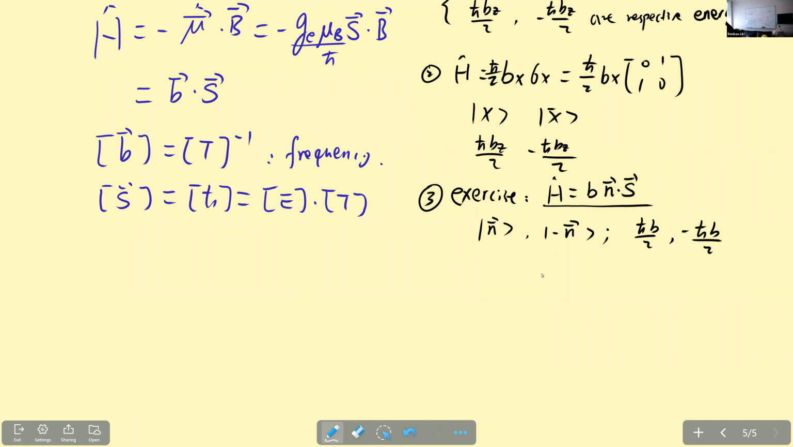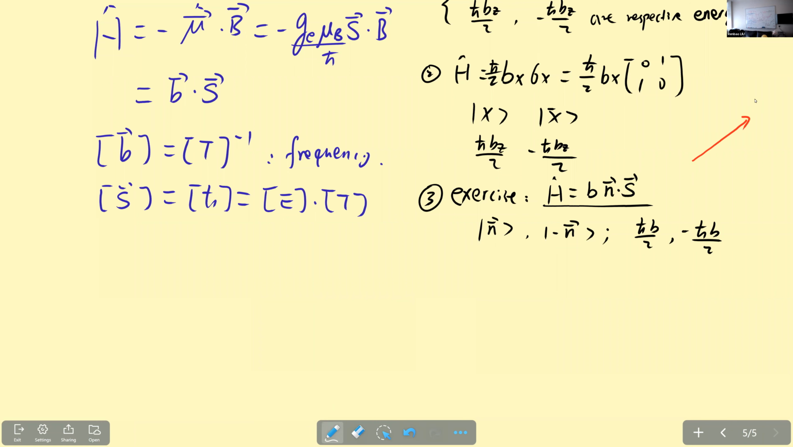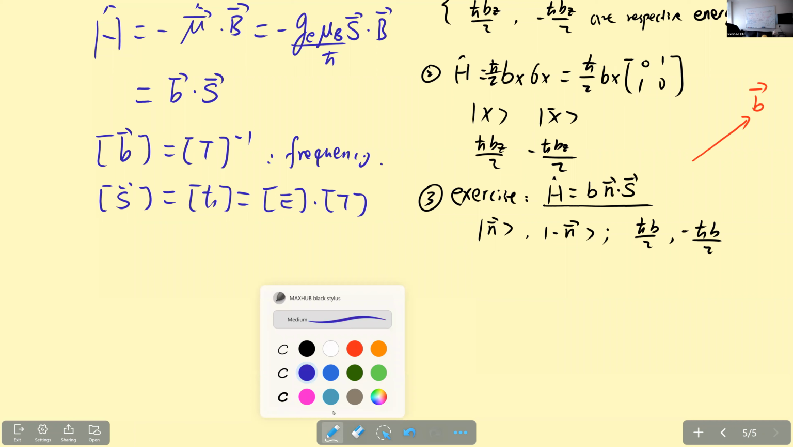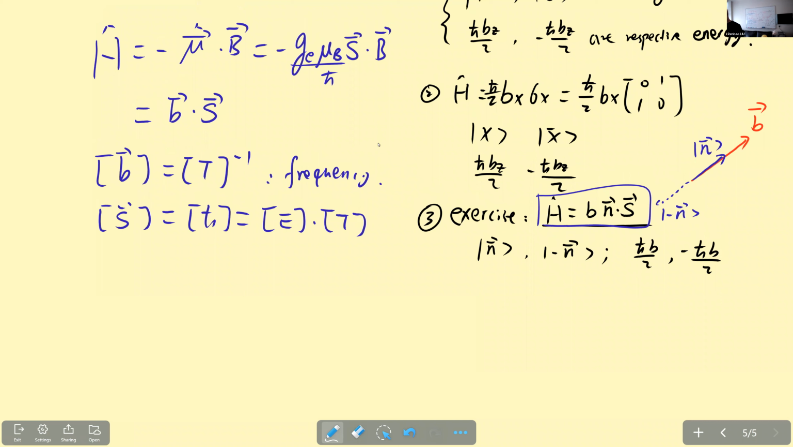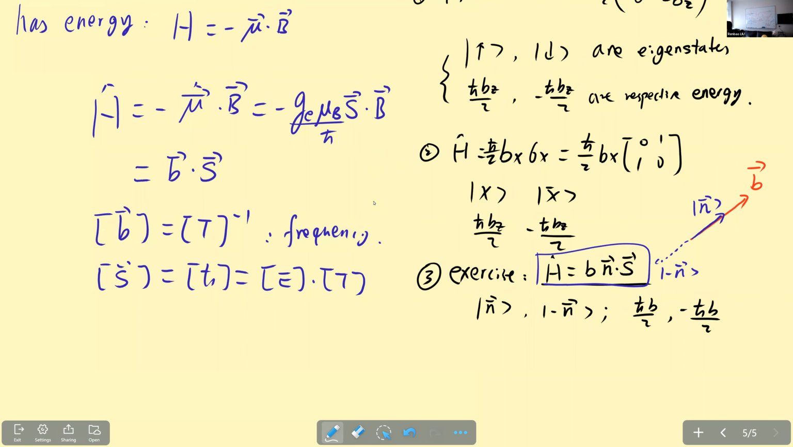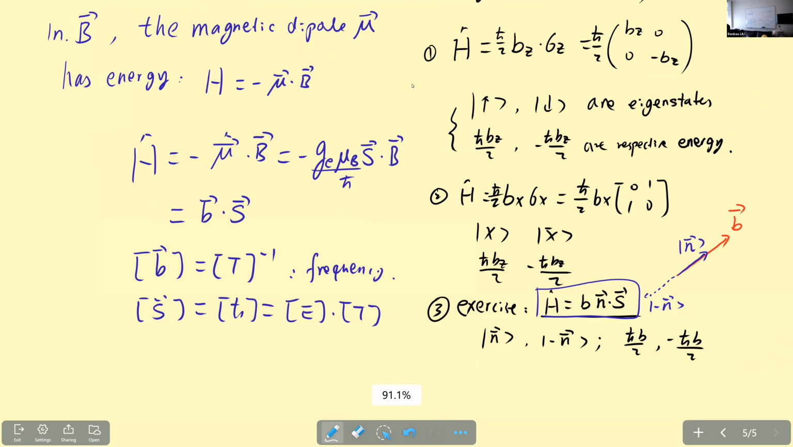Okay, so that means if you have the magnetic field in this direction, this is B. Okay, and then on the Bloch vector, this is the state m, okay? And this one is the state minus m, okay? So they are the two eigenstates of this Hamiltonian, with two eigenvalues h bar b over 2 and minus h bar b over 2. So this is actually the homework problem. It asks you to check whether this one is correct or not, okay?